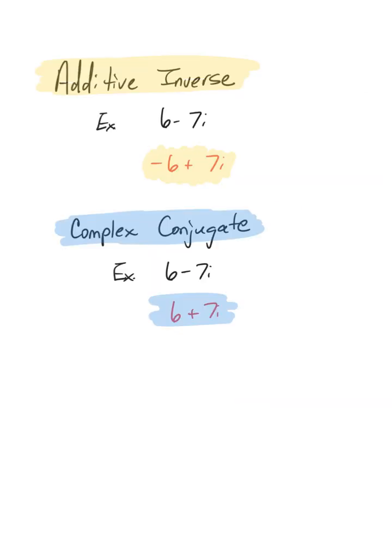All right, additive inverse, if I use the example of 6 minus 7i, it is simply negative 6 plus 7i, so you're taking the opposite of both of them. But the complex conjugate of 6 minus 7i, which we talked about earlier, is simply 6 plus 7i.